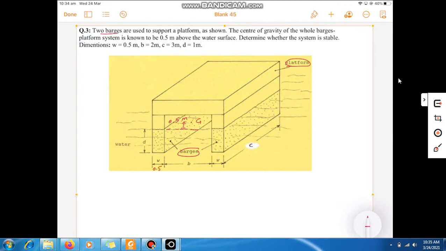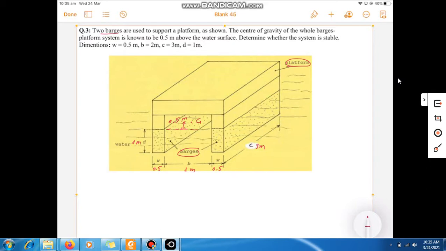With this one is 0.5 meter, B is 2 meter, C is 3 meter, and D is 1 meter. Okay. So, firstly, to determine whether this one is stable or unstable, you have to know where is the center of gravity and where is the center of the submerged volume. And from the question, you know Z is 0.5 meter above the water surface.